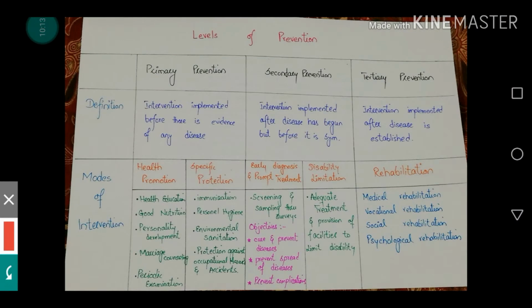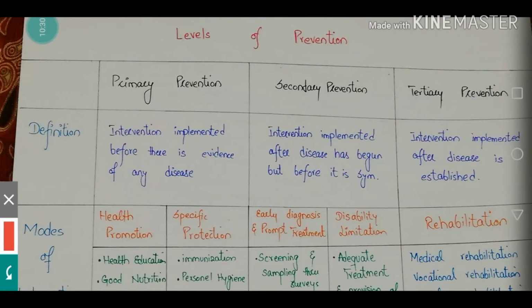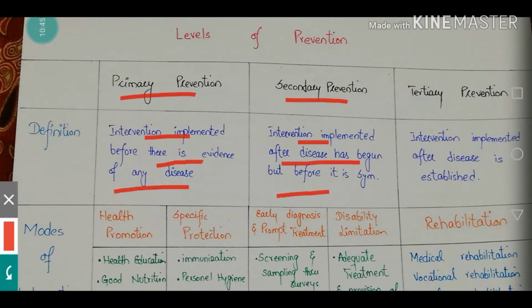Now, talking about different levels of prevention: primary level of prevention, secondary level of prevention, and tertiary level of prevention. So let us first define them. Primary prevention is any intervention that is implemented before the evidence of any disease. Secondary prevention is intervention implemented after the disease has begun but before it is symptomatic. Tertiary prevention is intervention implemented after the disease has been completely diagnosed and established.